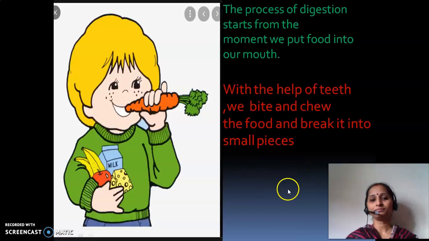The process of digestion starts from the moment we put food into our mouth. What is the first step we do when we are offered some yummy food? Simply we place it into our mouth. So the first step of digestion starts when we place the food into our mouth. After that, we chew the food with the help of the teeth and break the food into small pieces.